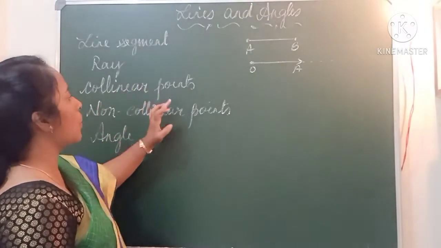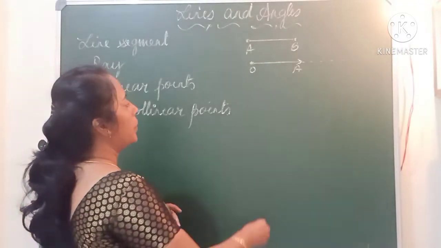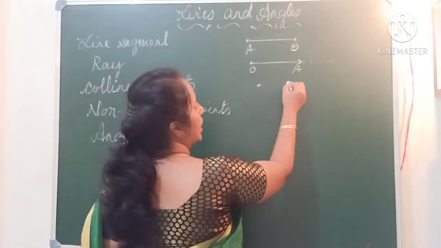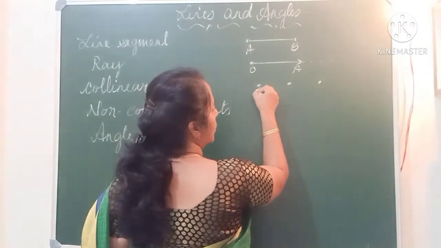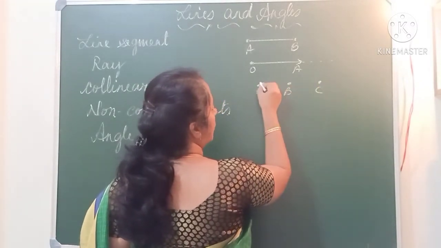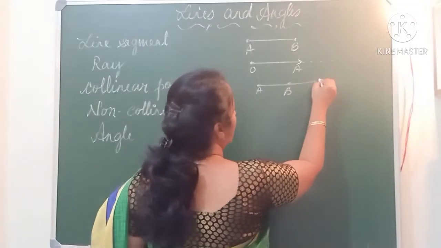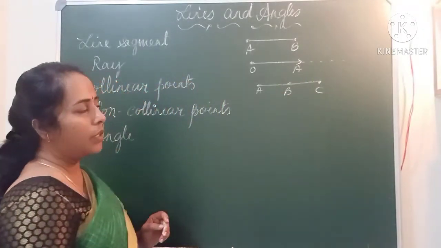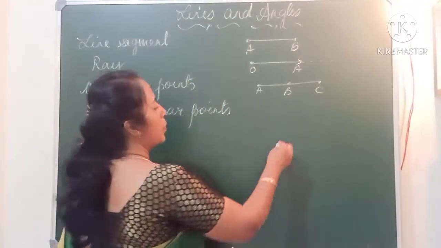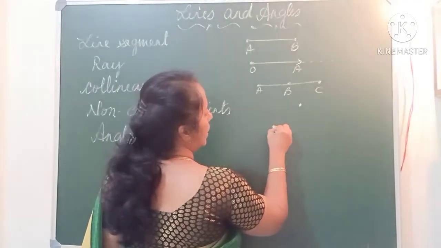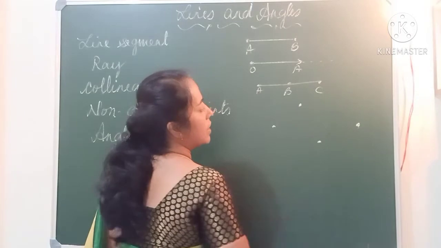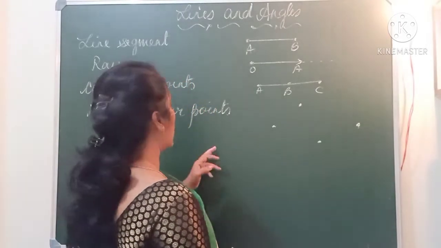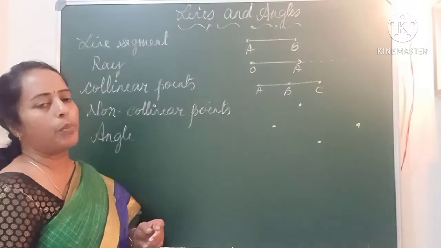So next, collinear points. What do you mean by collinear points? If three points are lying on the same straight line, suppose A, B, C, so they are lying on the same straight line. They are said to be collinear points. Non-collinear points: so I'll take these three or four. Here they are not in the same straight line, so they are said to be non-collinear points.